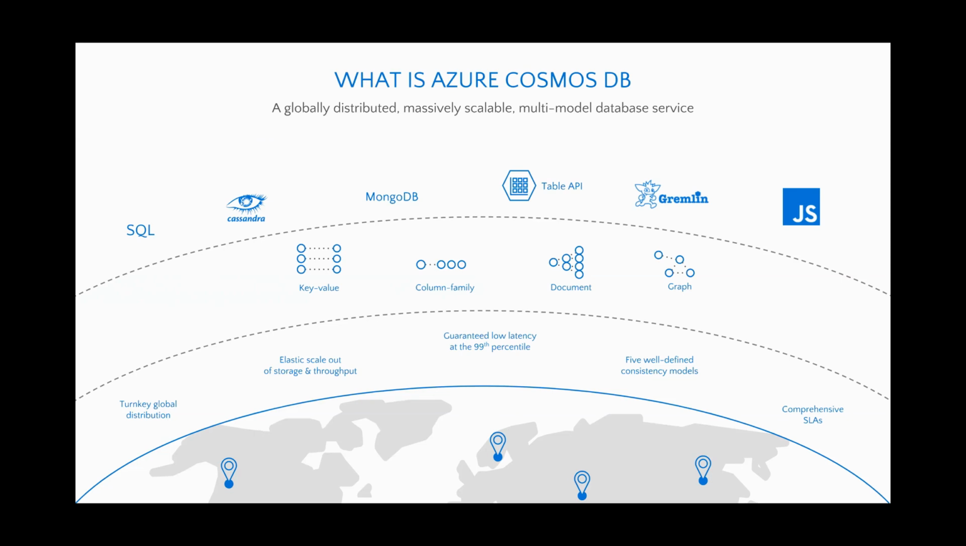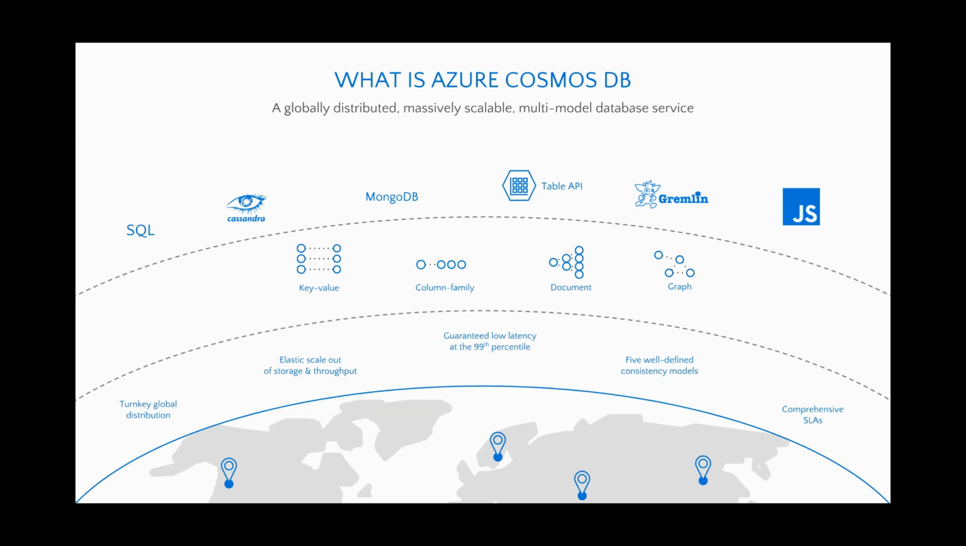We have elastic scale-out of storage and throughput, which is our way of scaling horizontally, which is our way of dealing with larger and larger data sets. So you can start with a small database and elastically increase the size of your data and increase your capacity of processing this data throughout time.